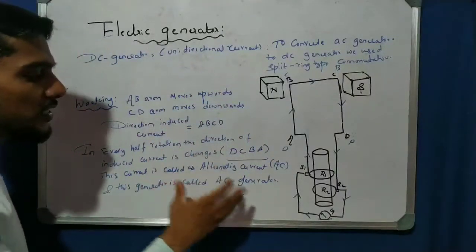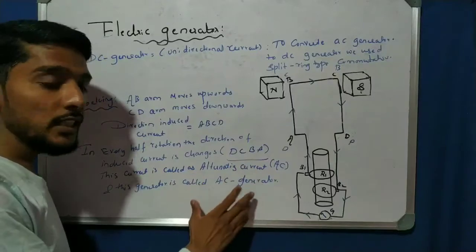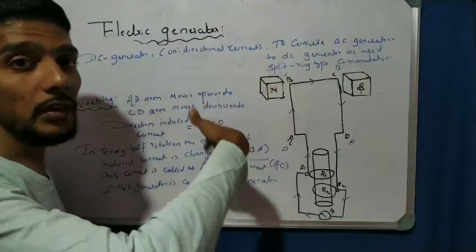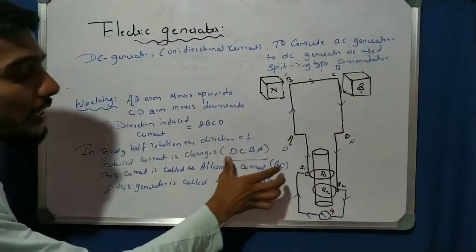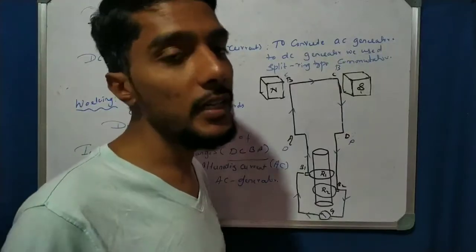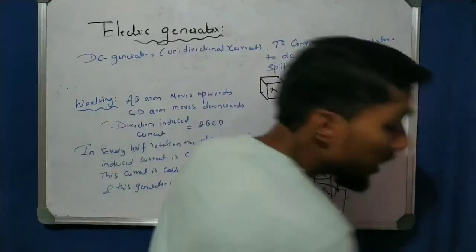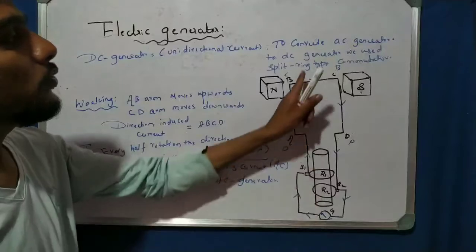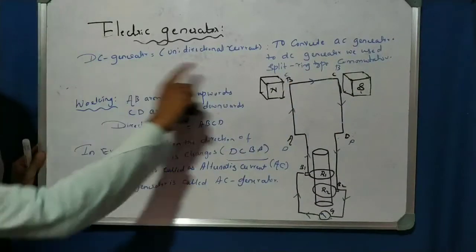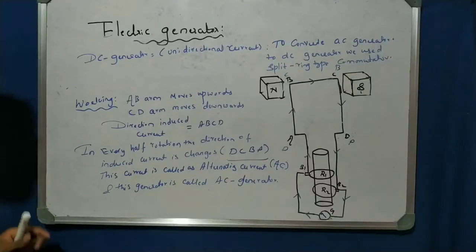What is an AC generator? An AC generator is a device in which the current changes its direction periodically, alternating current. But in DC it is unidirectional, there is no change in the direction of current. How do we make a DC generator? Simply by using split rings. This is one point. Please pause the video and write down this working in short.